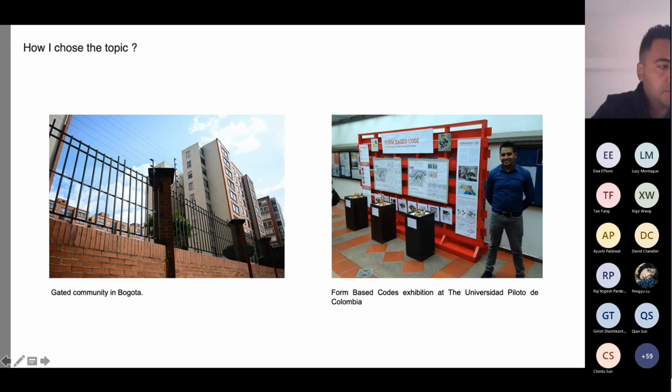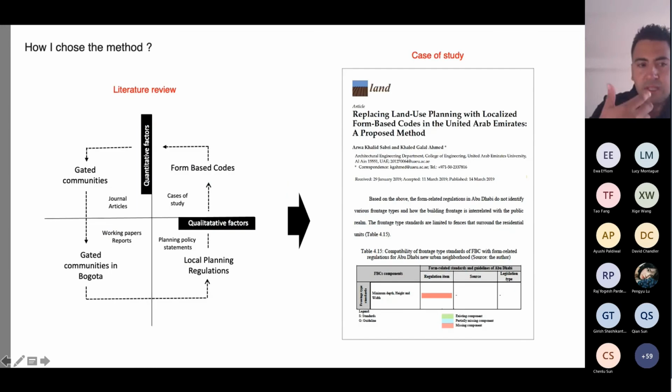But in this search, I picked up a reference. This was a case study, including some form-based codes and how it's implemented in the United Arab Emirates. It is a precedent example for me because it provided me the method. You can see this table. It is similar to the one I made, but I obviously made some changes. I try to move into my proper research.